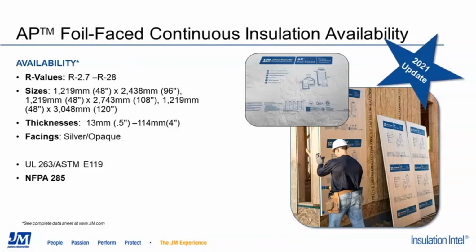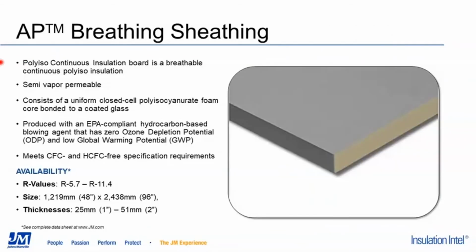So we have 2 main products in Canada for Polyiso insulation. Our main horse is our AP foil. This comes again in a variety of thicknesses from a 1/2 inch all the way up to 4 inches. And most typically, this is going to be a 4x8 sheet, as you can see in the diagram to the right here. We also have a new product as well, AP breathing sheathing, which we released last year. This is a breathable polyiso foam. So it has a coated glass facer that allows that material to breathe a bit.